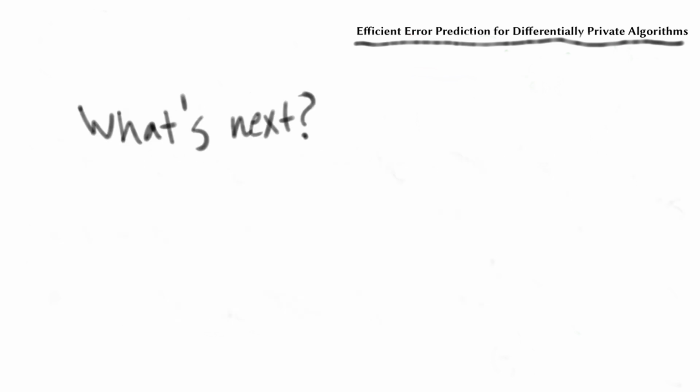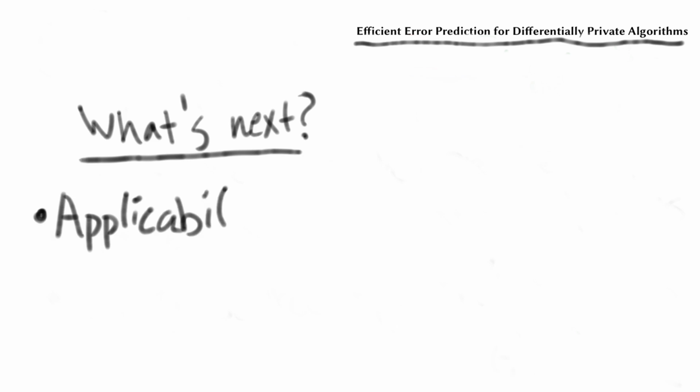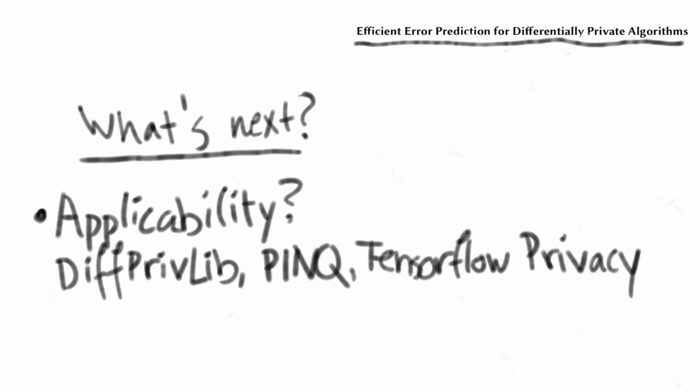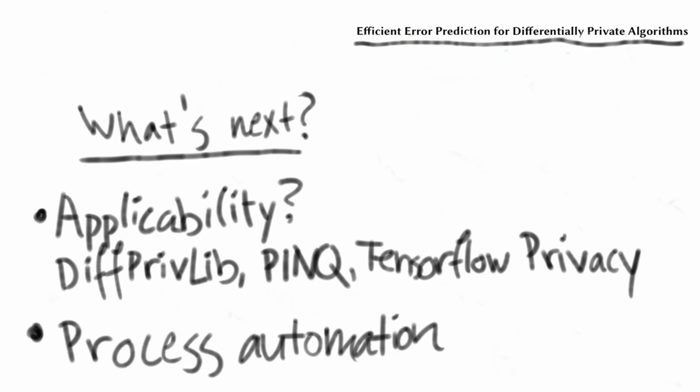As for future work, it would be interesting to examine how well this method works for other differentially private algorithms. For example, can we predict error for the differentially private algorithms offered by well-known libraries such as IBM's diffprivlib, McSherry's PINQ, or Google's TensorFlow Privacy? Also, it could be beneficial to create a tool that automates my proposed methodology to make sure error prediction becomes more accessible to the entire community.